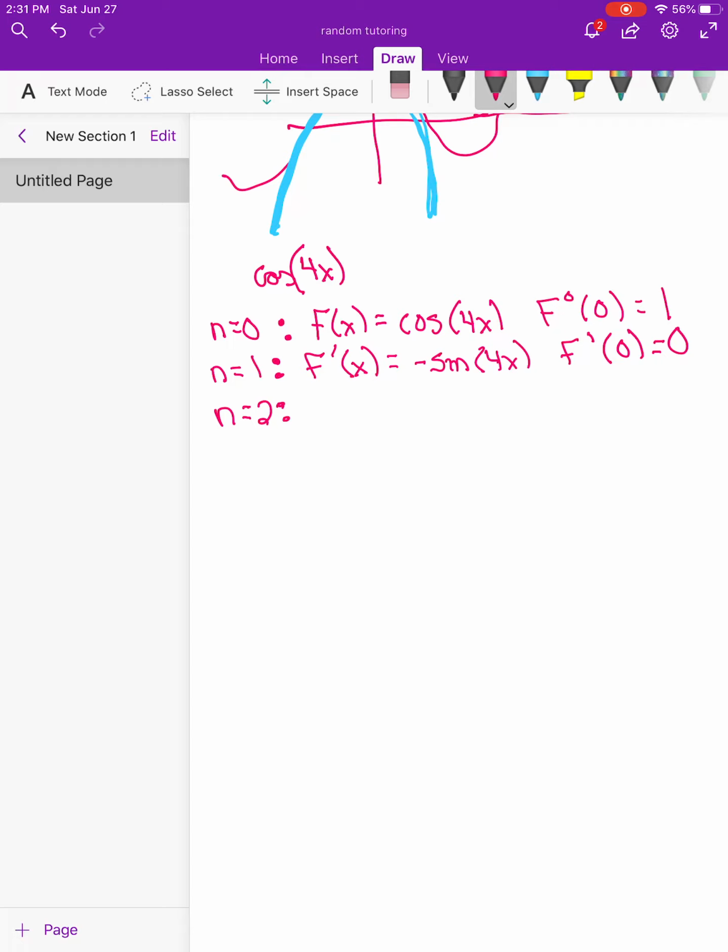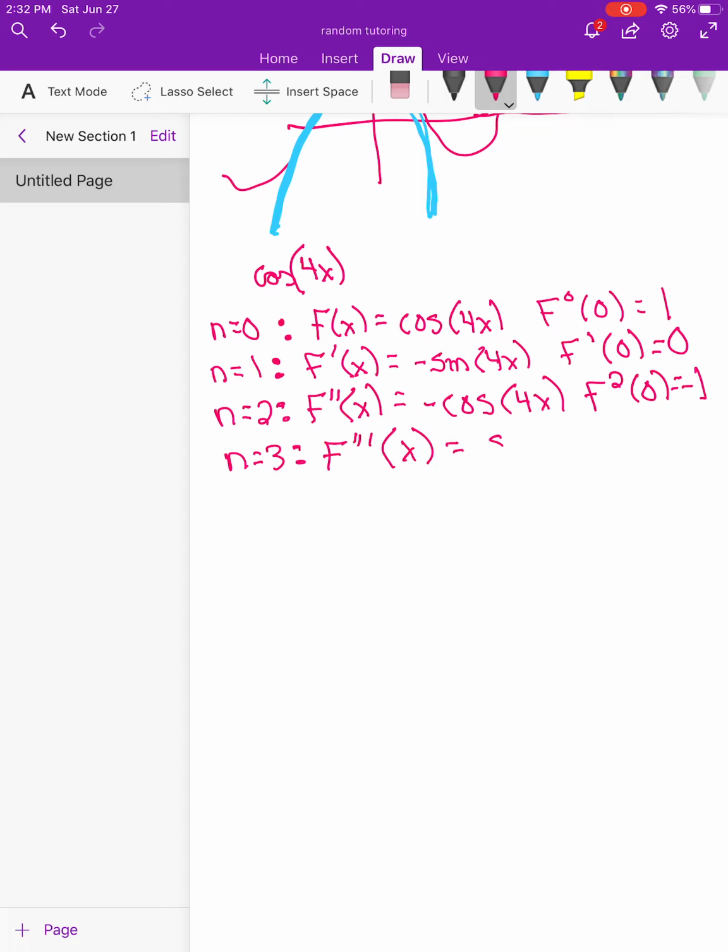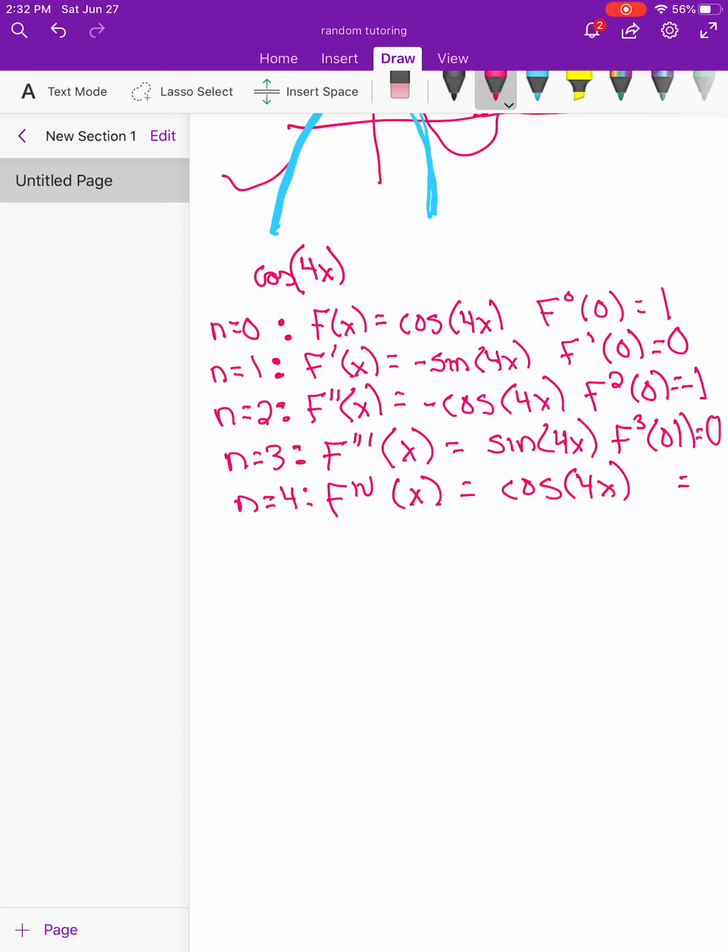At your second derivative, f double prime, the derivative of negative sine is negative cosine 4x, and the second derivative at 0 is negative 1. So you're going to see a pattern with sine and cosine. You do the third derivative, you get sine of 4x, evaluate it at 0 and you get 0, and then at the fourth derivative things start to repeat. You're back to cosine 4x, back to where you started. So you have this alternating pattern.